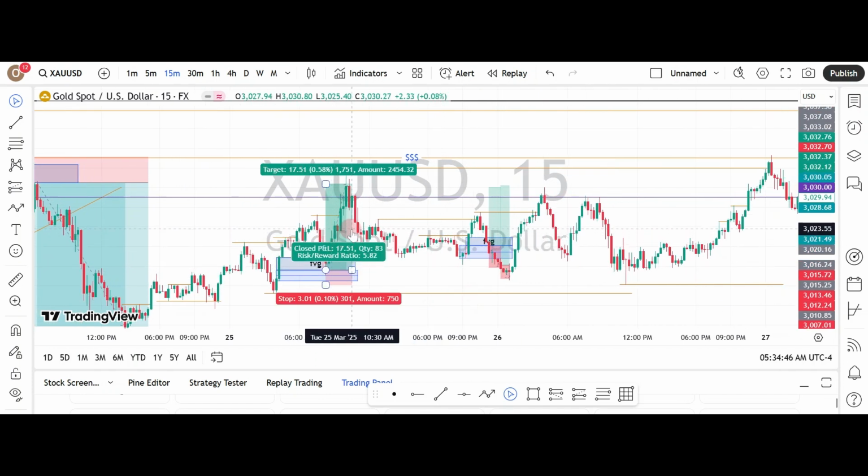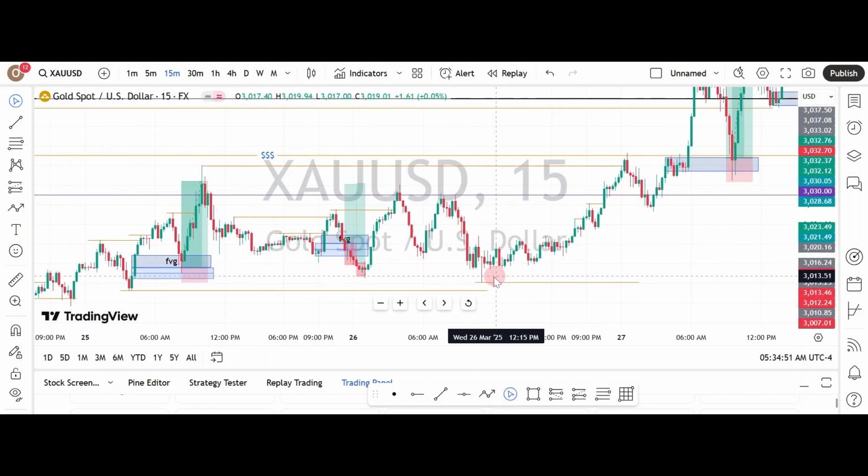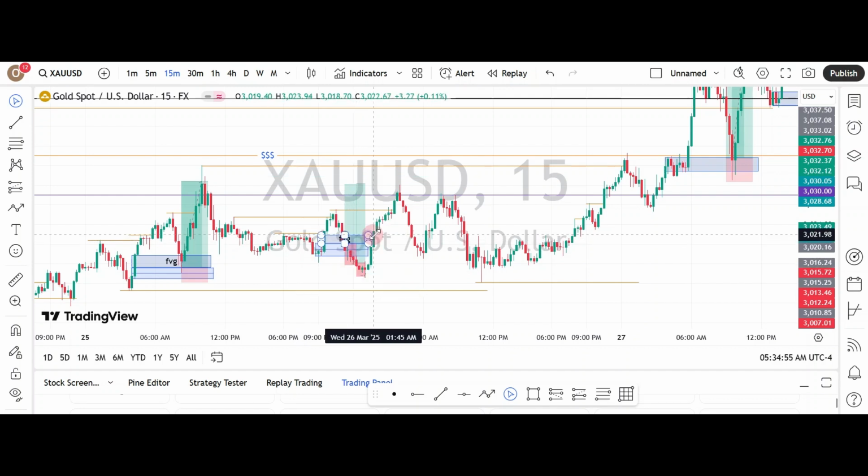So this one too is also a 1:5 trade, and I was unable to catch that. So this is the next one. It was on Tuesday also. After missing this entry, this is on Tuesday again.